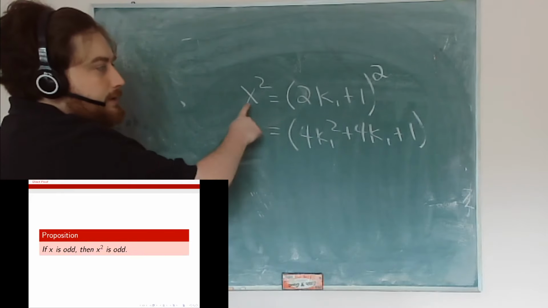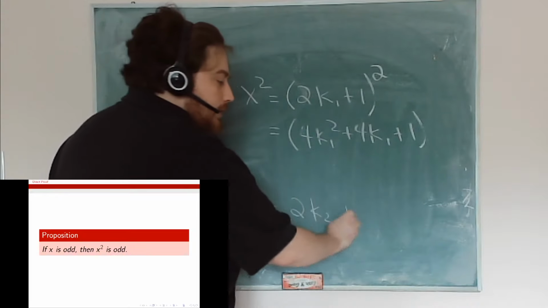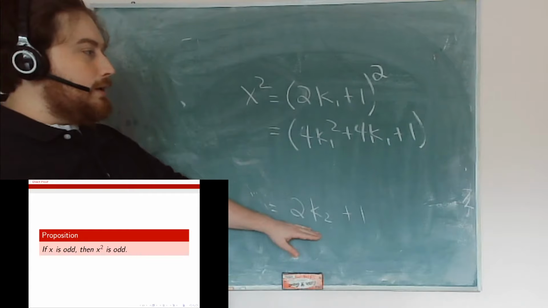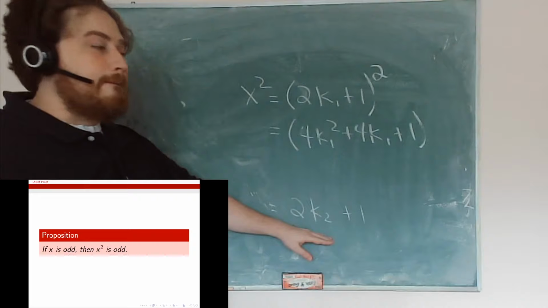Now remember, the goal is to get this to look like 2 times k2 plus 1. So I'm even going to write that in. This is where I'm headed. So I have to decide, can I make this look like this?